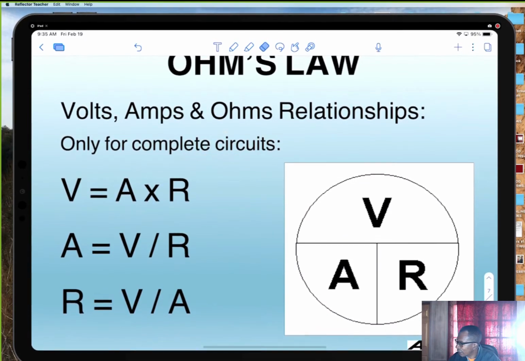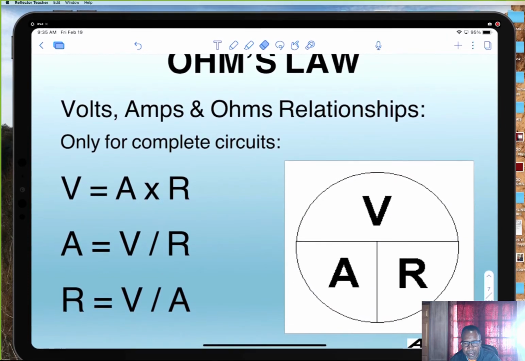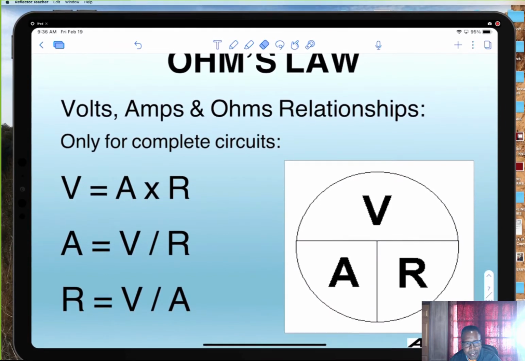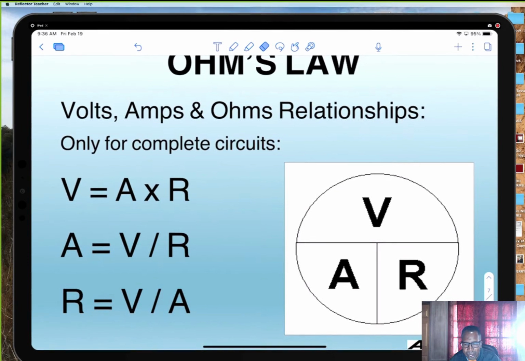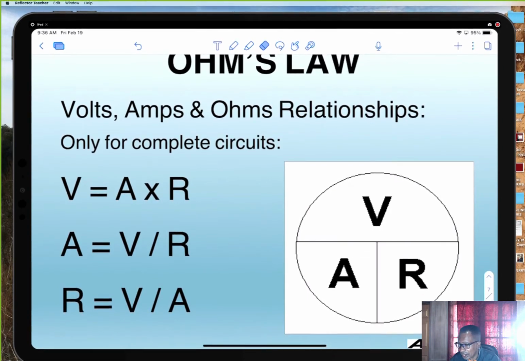So remember, on the test, they're not going to ask you that. They're going to give you a diagram and ask, what's this? Or what should you see here? Like I just did.